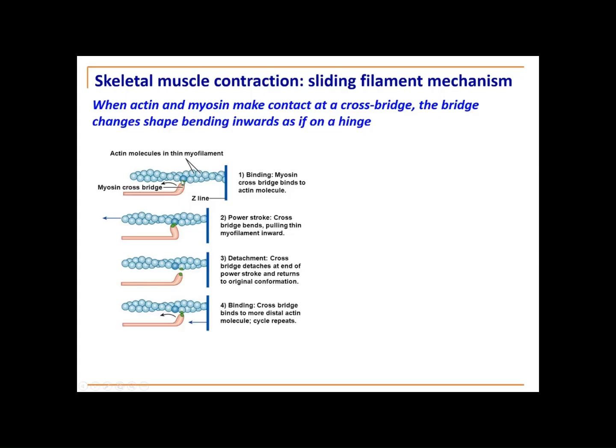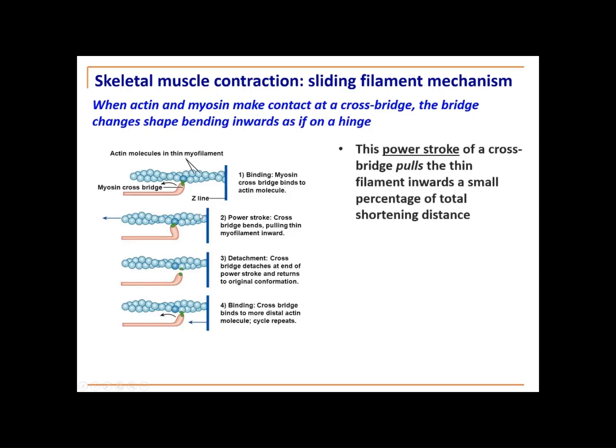So when actin and myosin make contact at a crossbridge, the bridge changes shape and it bends inwards. So you can see moving from this point, and here's your Z line, it basically pulls it in. And so you can see this, it's shortening, it's causing contraction. This is called the power stroke. And it acts a bit as though it was on a hinge. This power stroke of a crossbridge pulls the thin filaments inwards a small percentage of the total shortening distance.